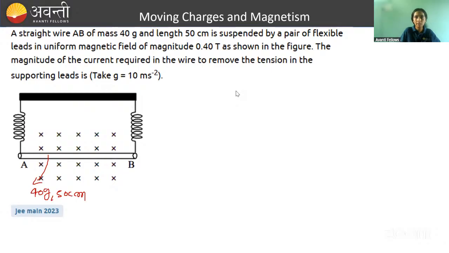So किसी भी चीज को अगर तुम्हें हैंग करना है, you will take the help of thread. तो यहाँ पे हमने दो थ्रेड लिया है, ये पहला ये दूसरा. इसके हेल्प से इस रॉड को हैंग किया है वर्टिकली. ठीक है. So it is like this. The magnitude of current required in the wire to remove the tension in the supporting leads. ठीक है. अब तुम खुद सोचो, you have a spring. Let's imagine you have a spring. ठीक है. And you are hanging a mass from it. What will happen to the spring?